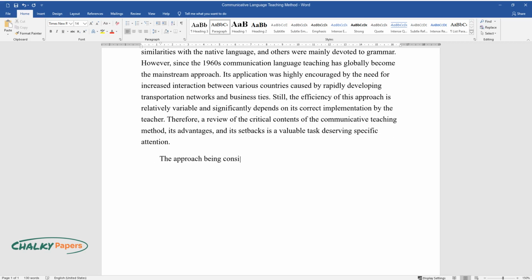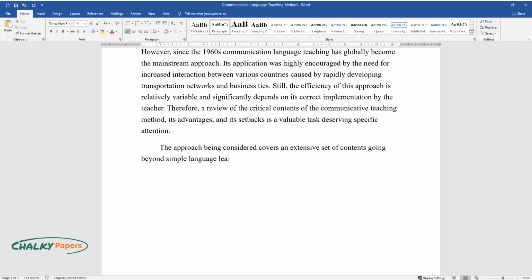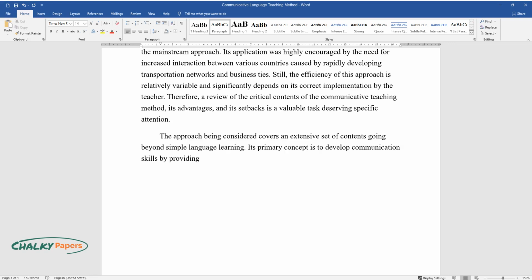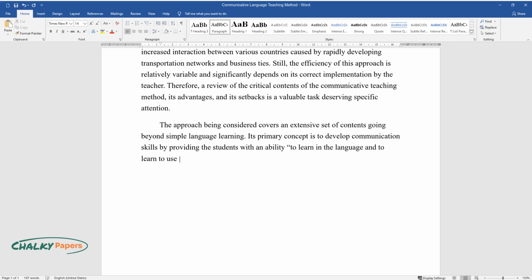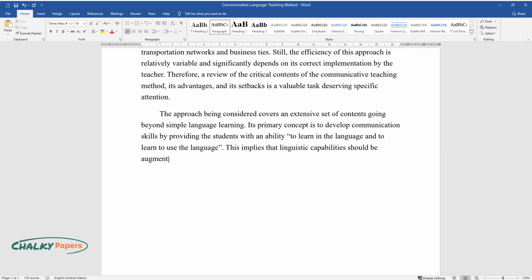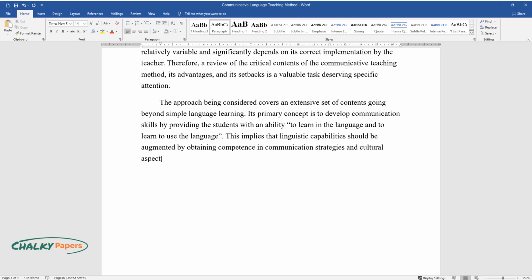The approach being considered covers an extensive set of contents going beyond simple language learning. Its primary concept is to develop communication skills by providing the students with an ability to learn in the language and to learn to use the language. This implies that linguistic capabilities should be augmented by obtaining competence in communication strategies and cultural aspects.